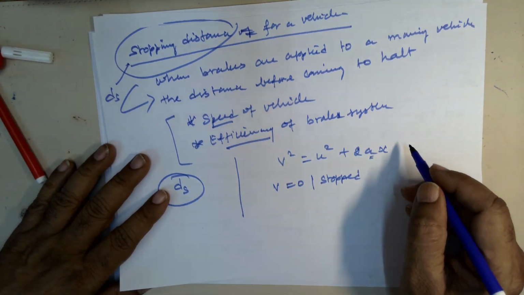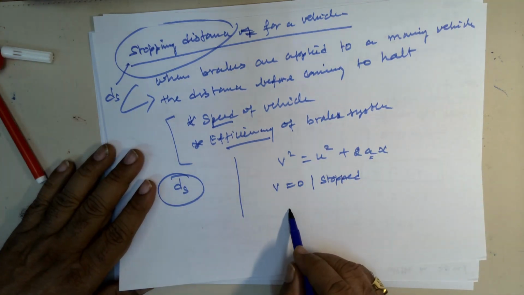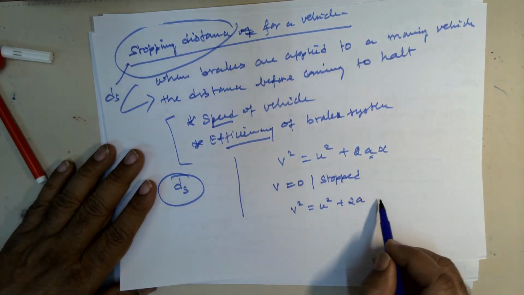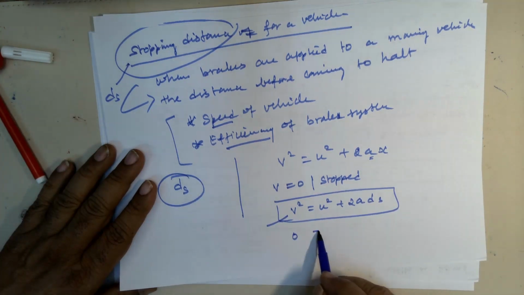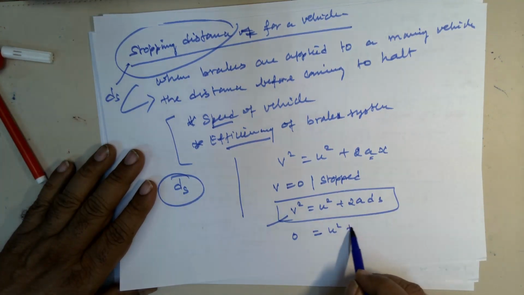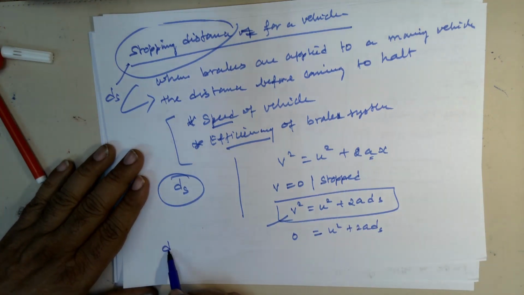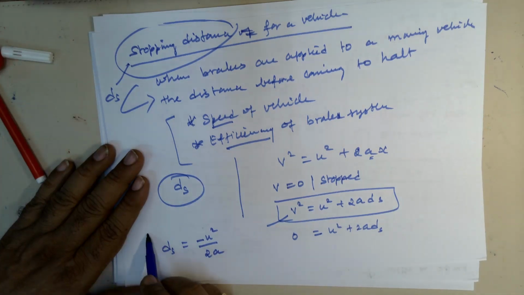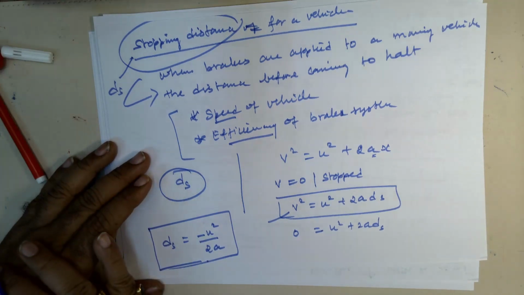Now let me replace this x by ds. Okay. So v squared is equal to u squared plus 2a ds. So v squared is equal to 0, and 0 equals u squared plus 2a ds. Therefore, what is ds? That is the stopping distance: minus u squared divided by 2a. Okay. So this is a very important one.